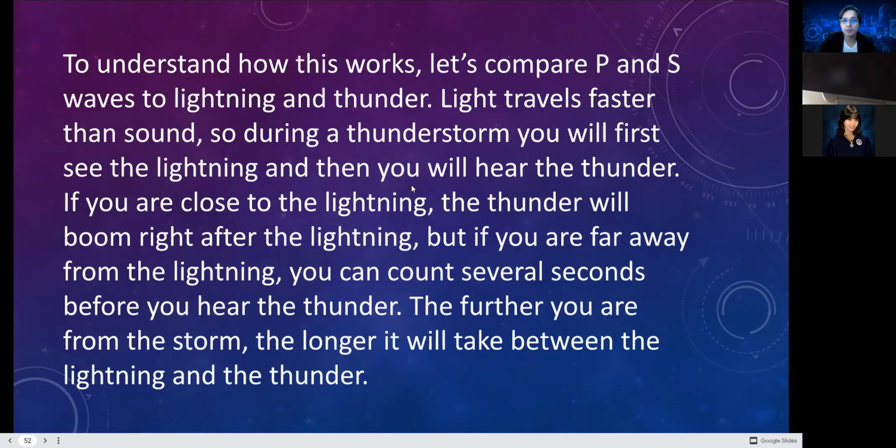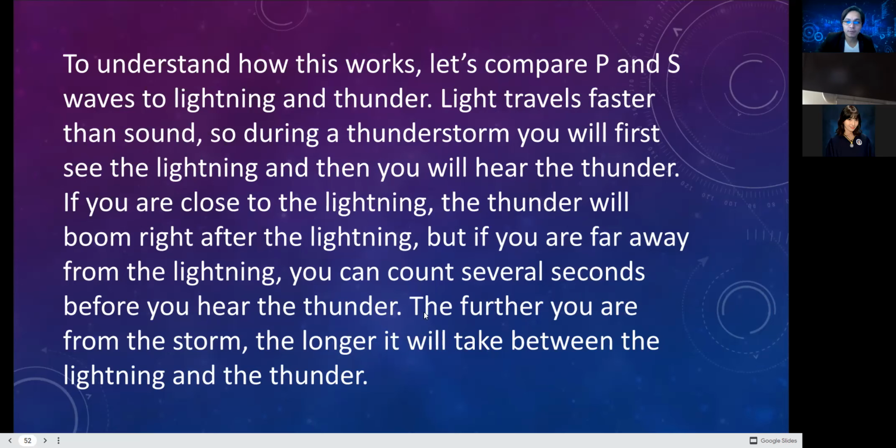To understand how this works, let's compare P and S waves to lightning and thunder. Light travels faster than the speed of sound. So during a thunderstorm, you will see the lightning first, and then you will hear the thunder after some seconds. If you are close to the lightning, then the thunder will boom right after the lightning. But if you're far away from the lightning, you can count several seconds before you hear thunder.